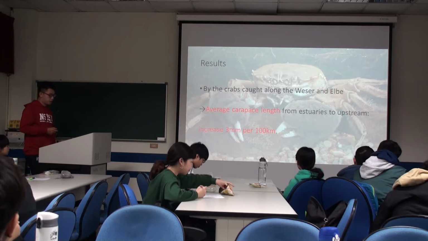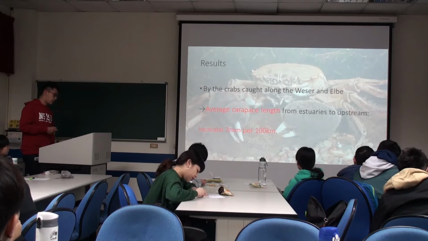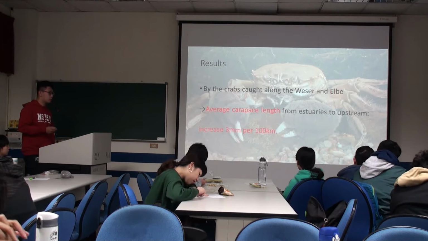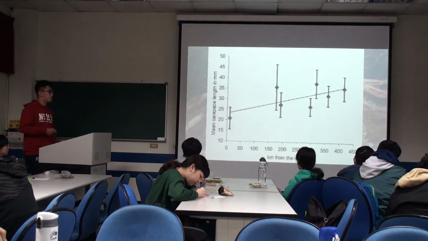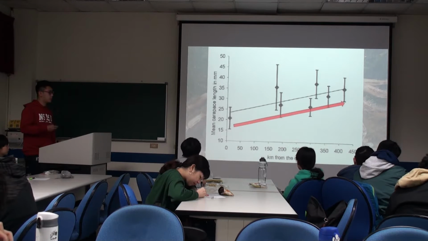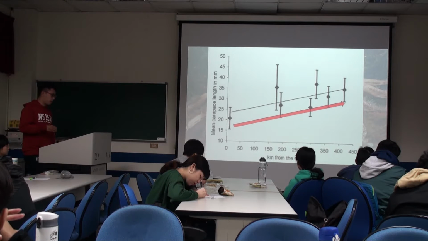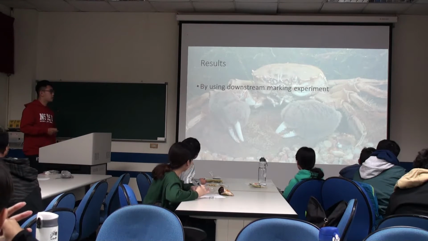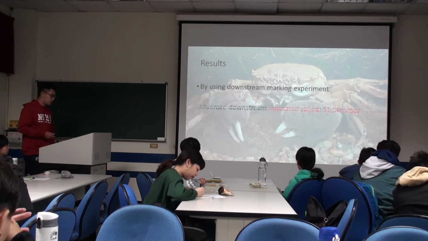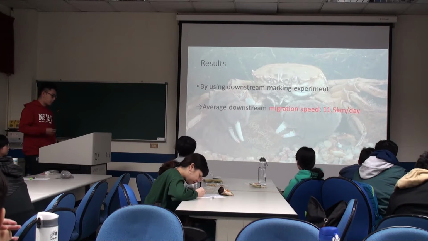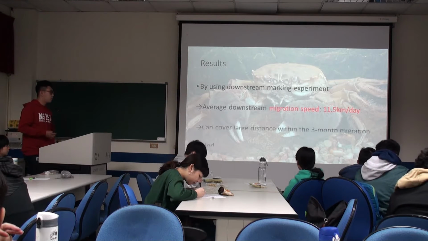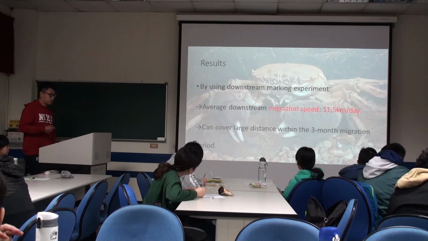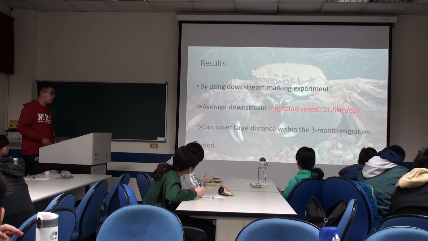By the crabs caught along the Weser and Elbe, we can find that the average pace from the estuary to upstream is the crabs increasing 3 millimeters per 100 kilometers. This graph shows you the crabs keep increasing, and the x-axis is the distance from the estuary, and the y-axis is the length of the crabs. And by using downstream marking experiments, we found that the average downstream migration speed is 11.5 kilometers per day, which means the crabs can cover a really large distance within the 3-month migration period.